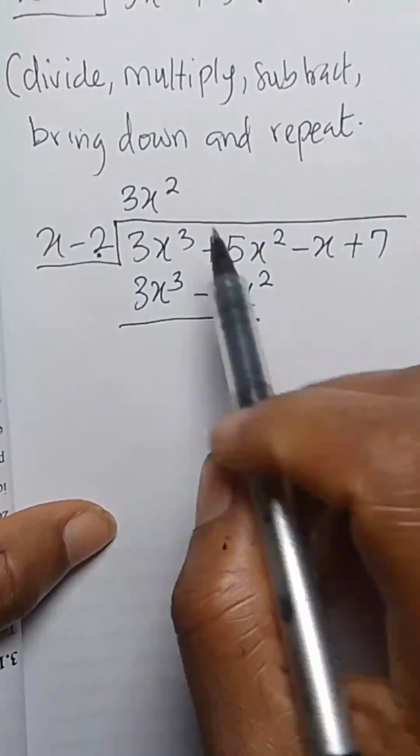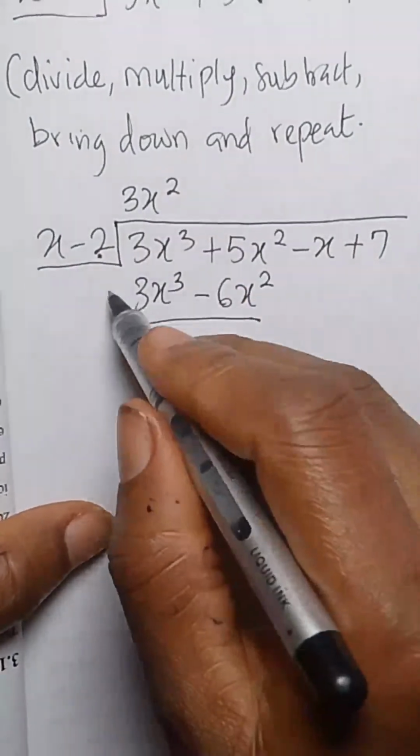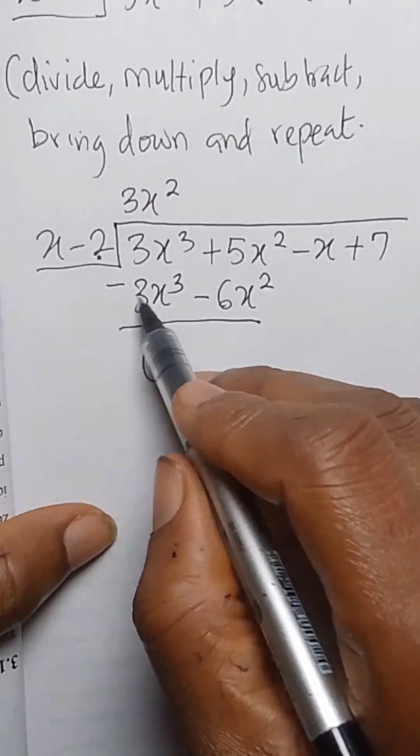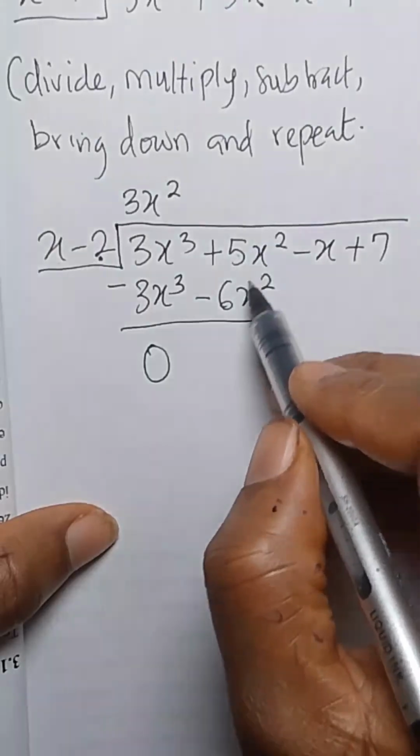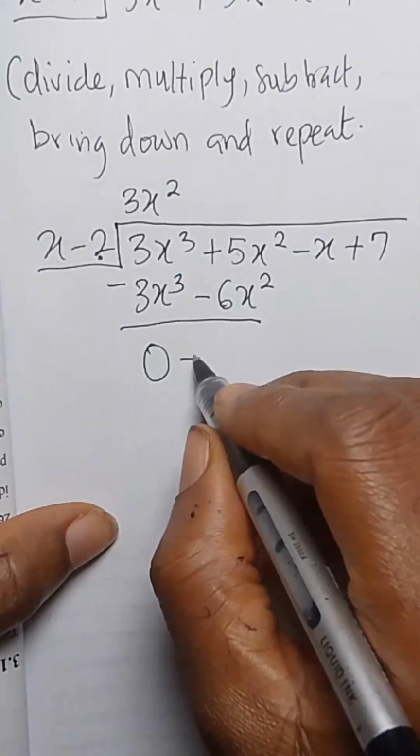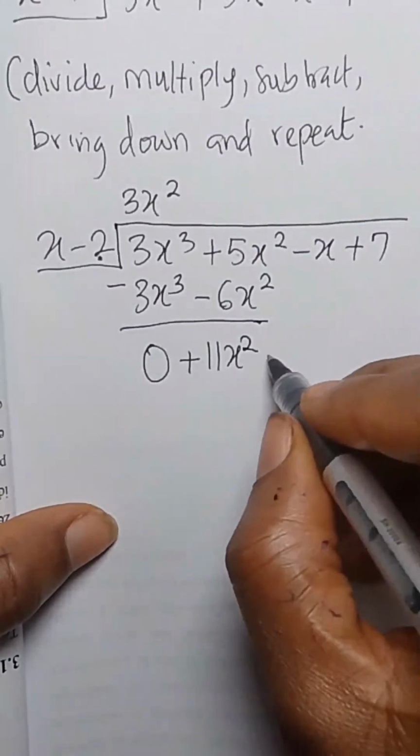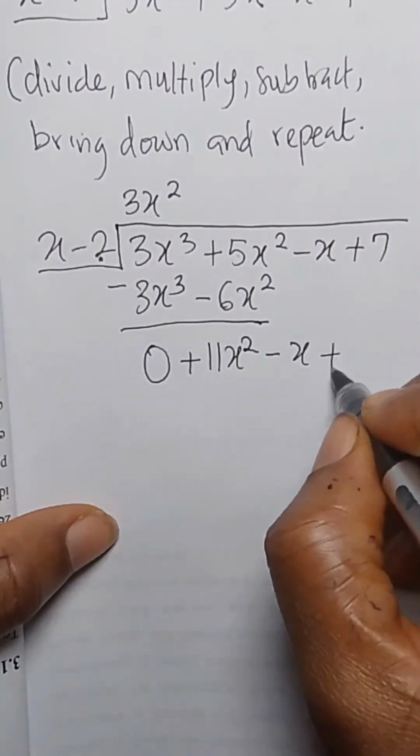All right. We've divided, multiplied. The next thing is to subtract. This minus this will give us 0. 5x squared minus minus 6x squared will give us plus 11x squared. All right. So we bring down minus x. We bring down plus 7.